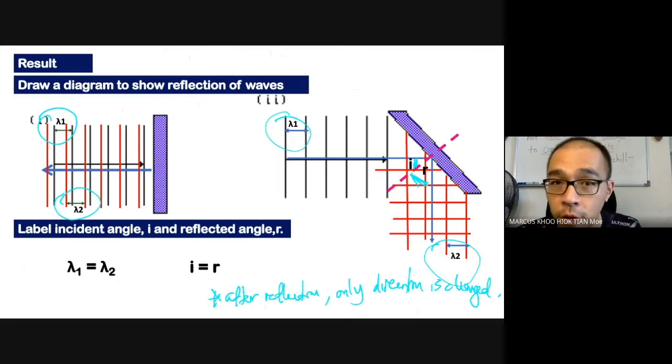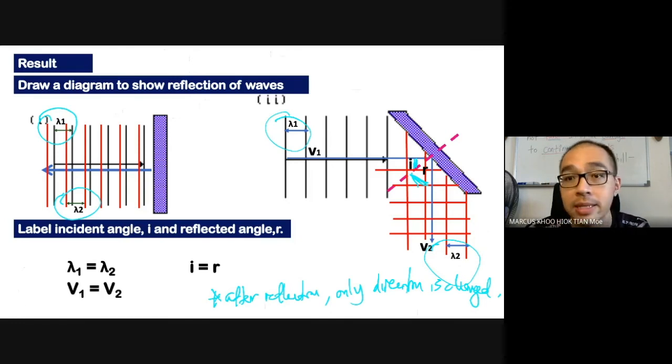Because I'm going to ask you to compare with the other phenomena. Different phenomena, different things change. But reflection so far is the easiest. Because after reflection, the wavelength remains the same, speed remains the same, the frequency is the same, only the direction changes. The speed of the wave doesn't change, and therefore the frequency also doesn't change.